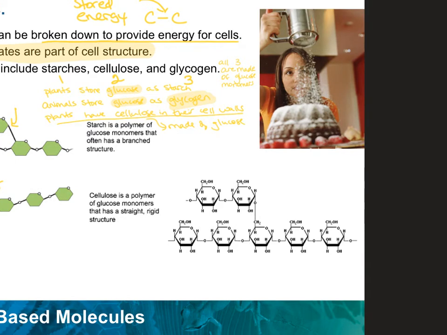So let's look at what it looks like in a more complicated way. So over here, you see all of the carbons, hydrogens, and oxygens. Now, each one of these is also glucose. So I have several monomers here linked together. So here are my covalent bonds. And in these covalent bonds, I'm linking monomers together to create a polymer.